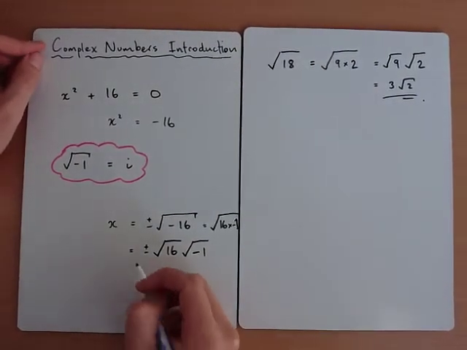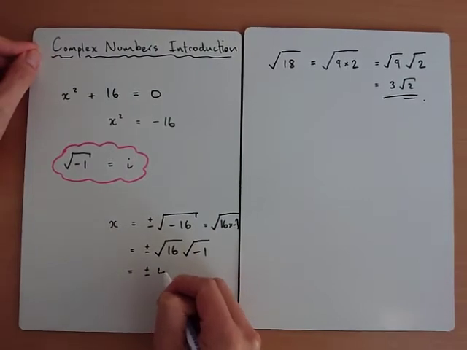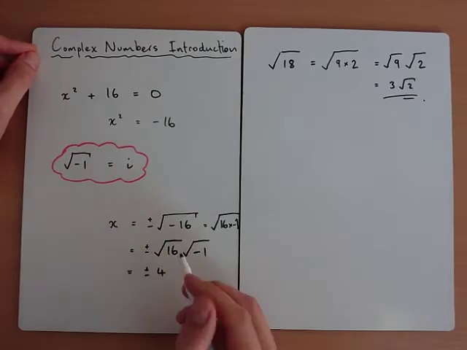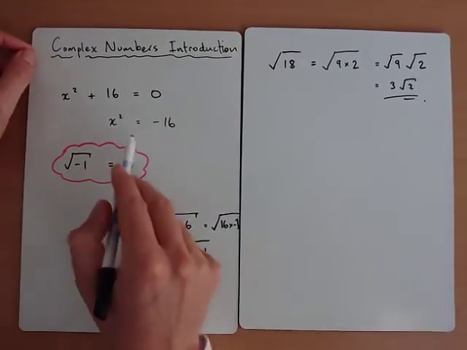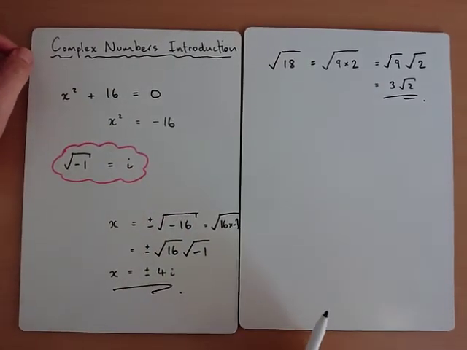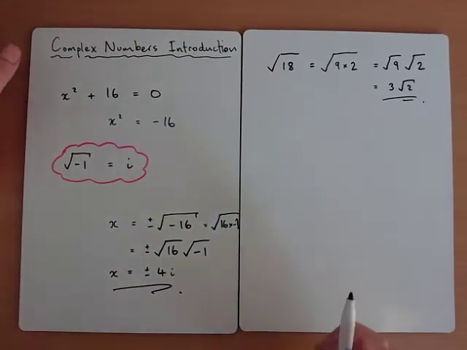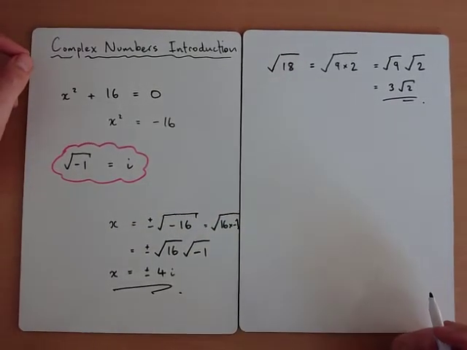And now that we've done that, what's the square root of 16? 4. What's the square root of minus 1? I. So now we've just solved an equation that we couldn't solve before. Okay, did quite a lot there in one example, so let's do a couple of simpler versions and then we can practice some of those.